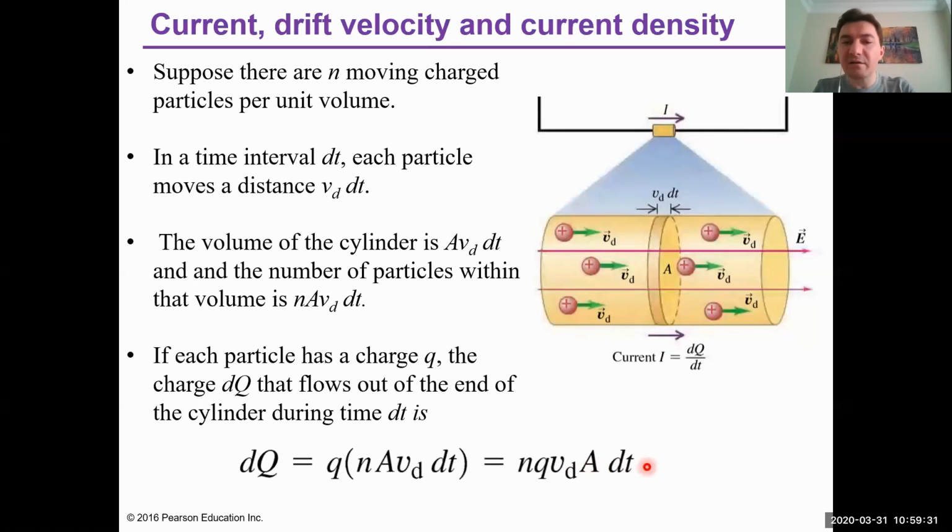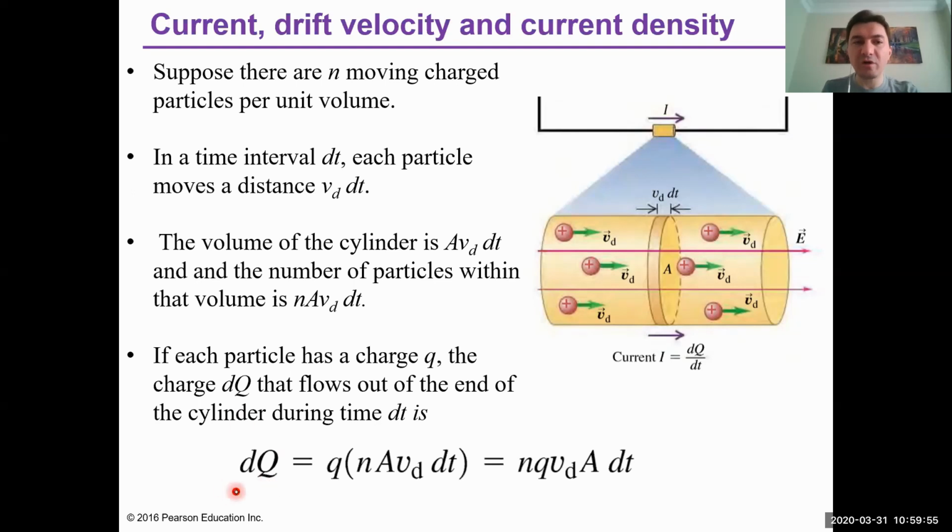What is n? Number of charges in unit volume. This is the charge of each particle. This is the drift velocity. This is the area of the cylinder, or the area of the cable you can consider. And this is the time interval. This is the net charge that flows within that cylinder.